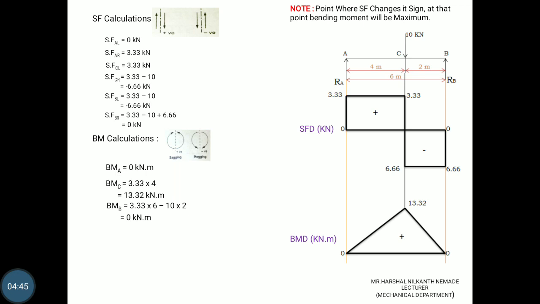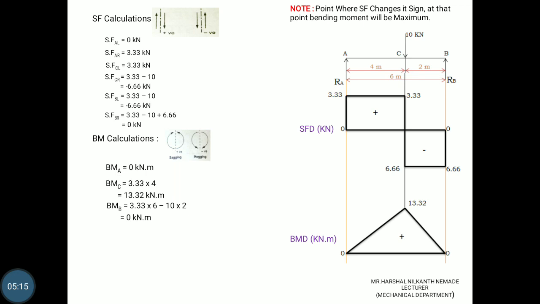SF at CL is 3.33. After that, CR is minus 6.66, so I will go directly down. After that it goes to point B at minus 6.66 as a straight horizontal line, and after the horizontal line it again joins to 0. Upward portion will be positive and downward portion will be negative. This is your SFD, in kilonewton.